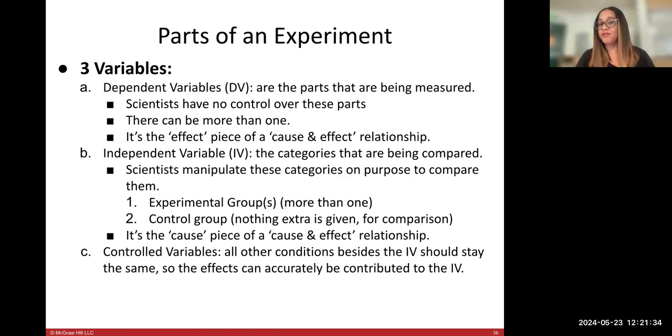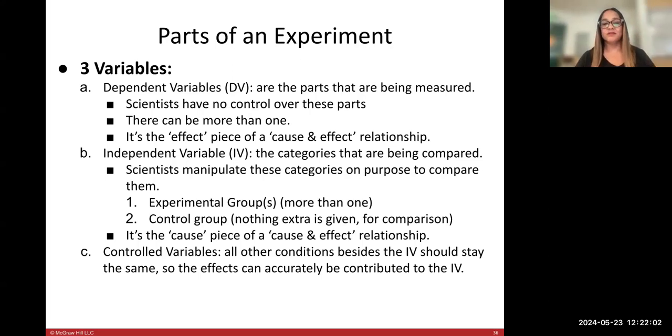The independent variable is the categories that are being compared. Scientists will manipulate these categories on purpose to be able to compare them. There's always an experimental group and a control group. Experimental groups, you can have more than one, as we'll see in a minute, and then the control group is usually, in medical terms, the placebo group, where you don't give them any medication and you still see how their symptoms progress. It is the cause piece of the cause and effect relationship, or the if piece, if I do this one thing.